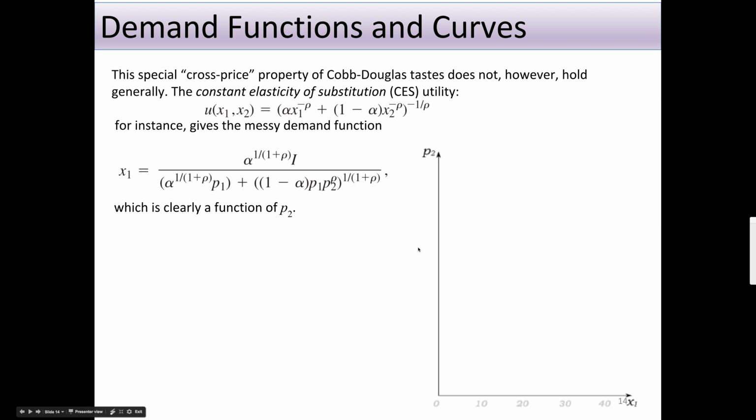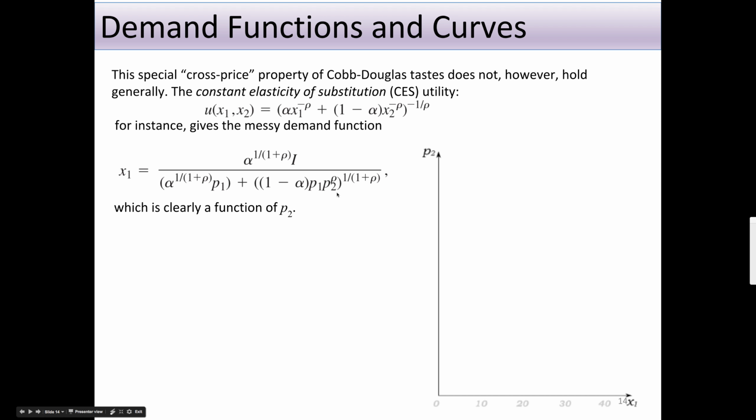So let's look at the general CES utility function. It's this guy right here: alpha x1 to the negative rho plus 1 minus alpha x2 to the negative rho, the whole thing to the negative 1 over rho. If you were to solve this using one of our three methods, and don't worry, you won't ever have to, I have it solved for you here. You get this really messy demand function, where your demand for x1, the quantity of x1 that you want, is equal to this. You see it's all a function of exogenous variables, so we're done solving.